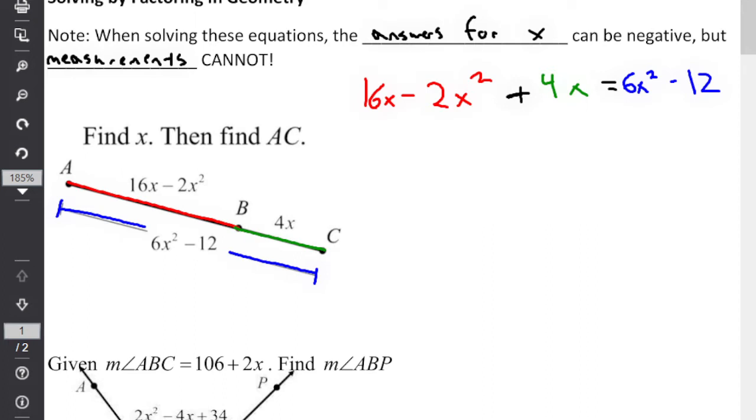So now we're going to solve this equation. First thing I want to do is combine any pieces on the left and right side that can be combined. On the left side, I have a 16x here and a 4x here to make a 20x, minus 2x squared, equals 6x squared minus 12. So we're combining our like terms.